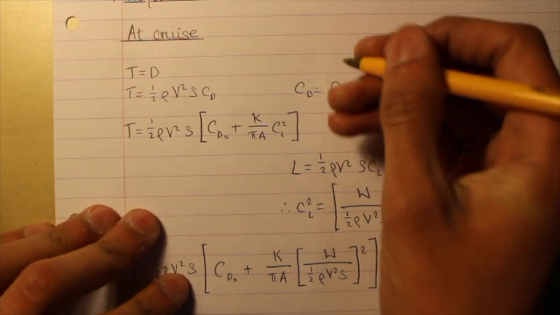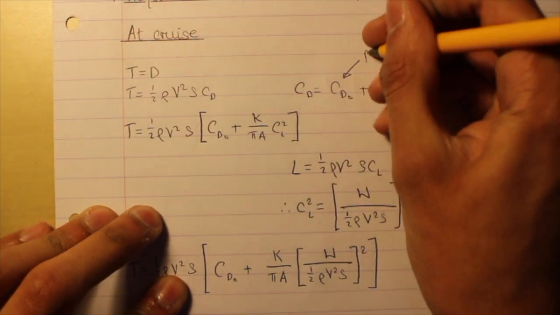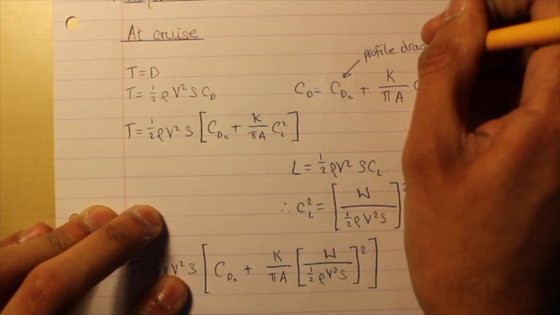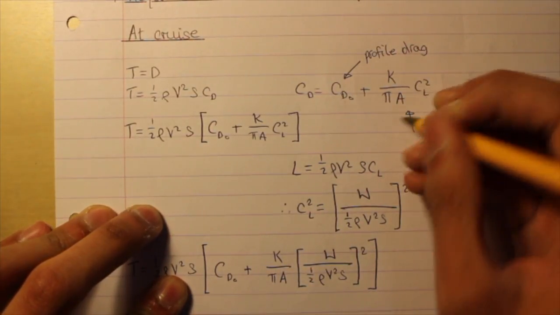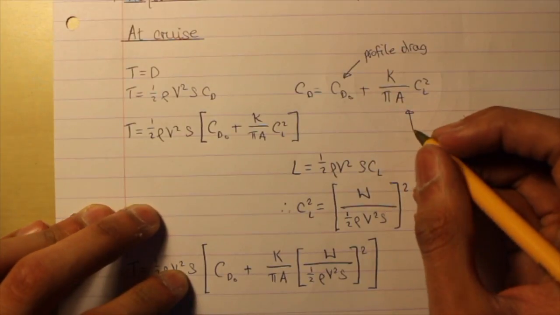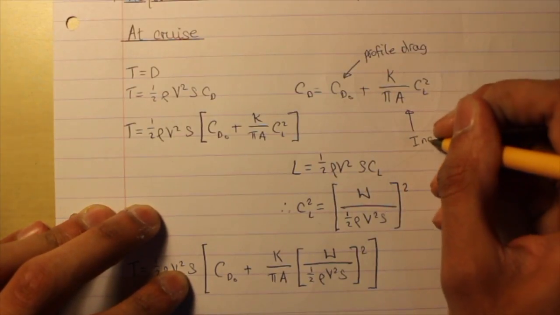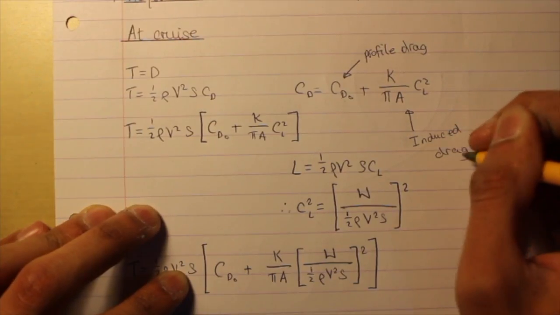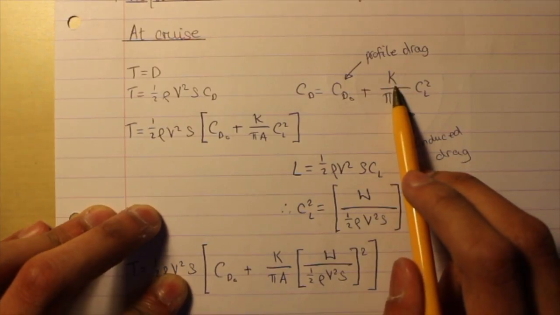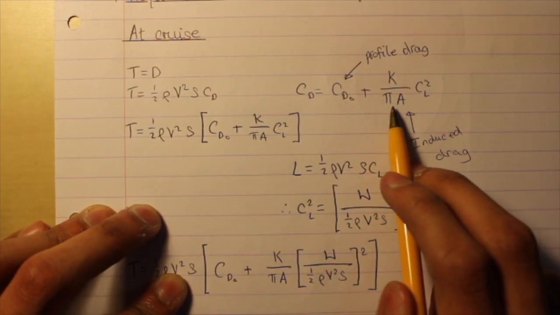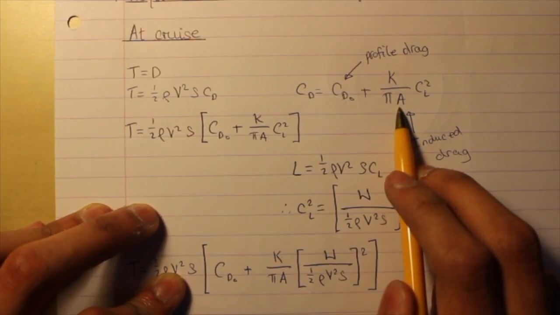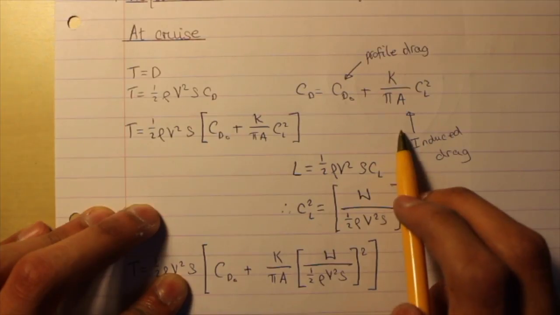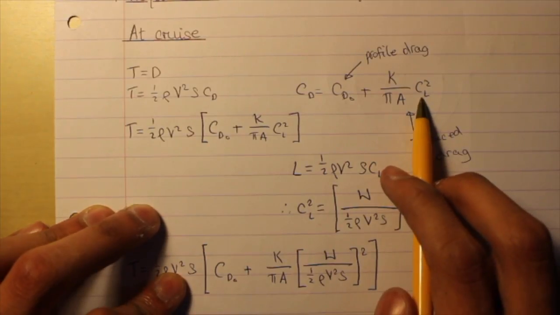Now CD naught is our profile drag. Our K over pi A multiplied by CL squared is our induced drag, where K is the induced drag coefficient, pi is pi, and A is the aspect ratio, which we'll know is the wingspan squared divided by the wing area. So you know what our coefficient of lift is.